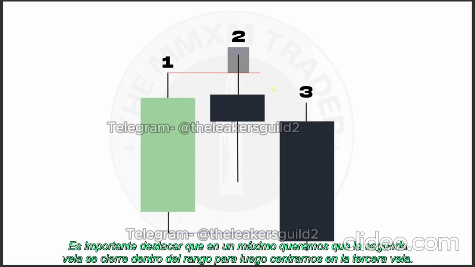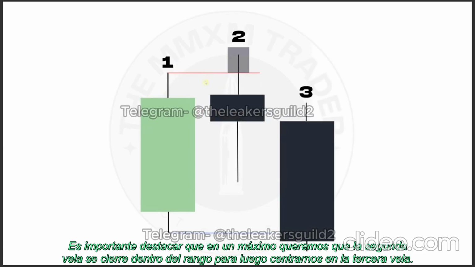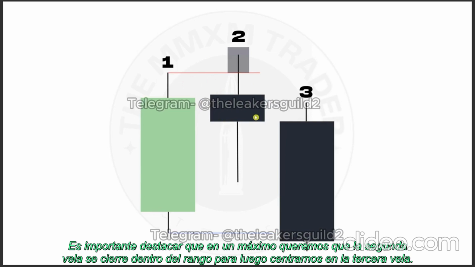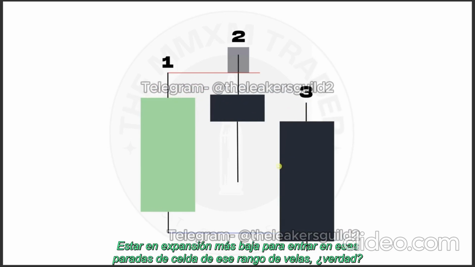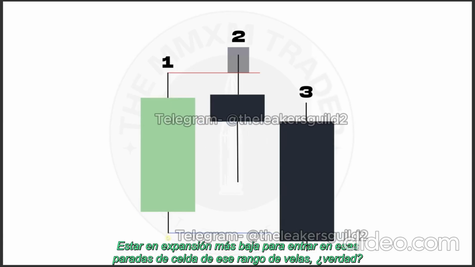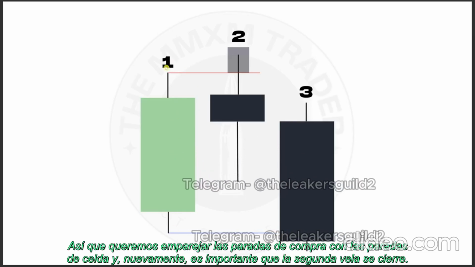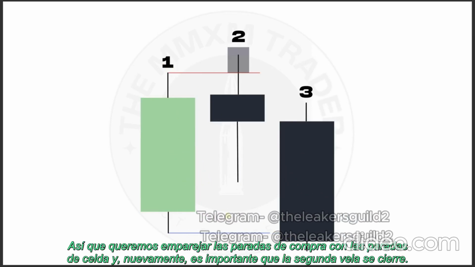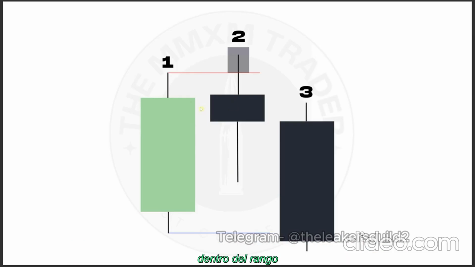Now, importantly, in a swing high, we want that second candle to close inside the range to focus afterwards on that third candle, be an expansion lower, to go into those sell stops of that candle's range, right? So we want to pair up the buy stops with the sell stops. And again, important, the second candle needs to close inside of the range.